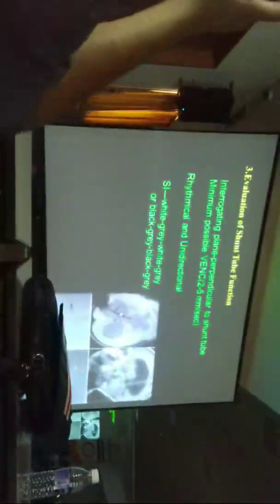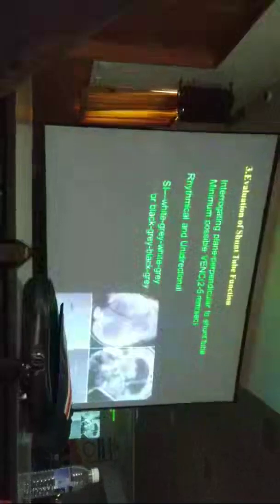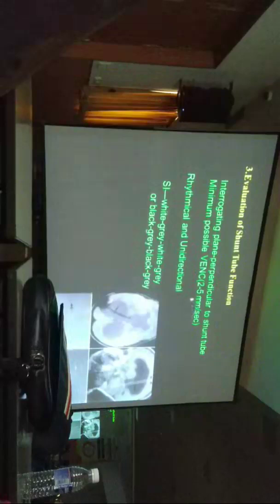Another one, we want to know the flow across the shunt, so we have to plan perpendicular to the shunt tube. If it is passing like this, then we have to plan like this, so that we can know if there is any flow within the shunt tube. The technique is very important, and for the evaluation, we keep the velocity encoding at 2 to 5. For normal pressure hydrocephalus, we keep around 15 to 20 also.